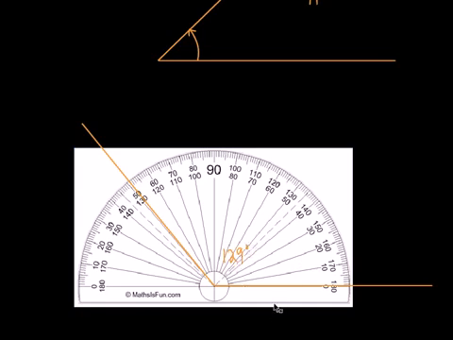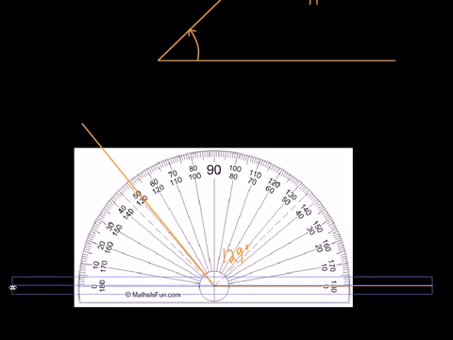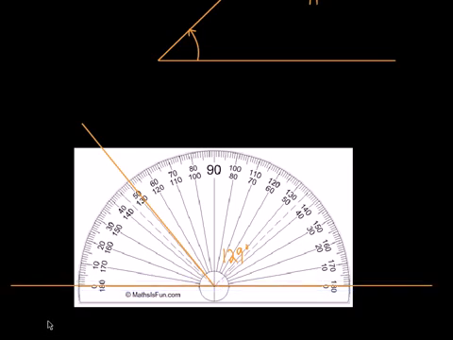Now, if I wanted to, and let's say I extended this bottom line out like this, I could figure out what this angle is right here. So you could just start at 0 and go up to here. Remember, we're starting at the smaller numbers, 0, 10, 20, 30, 40. And 50 is here, and it looks like it's about 51. So that would be 51 degrees.